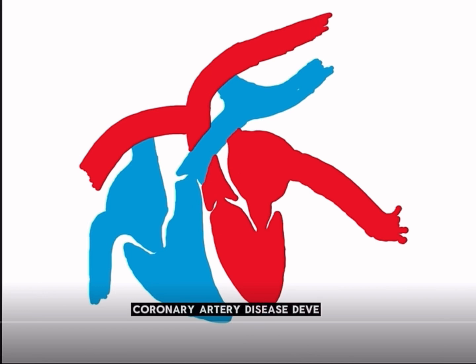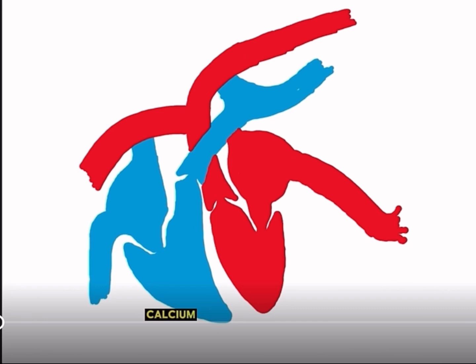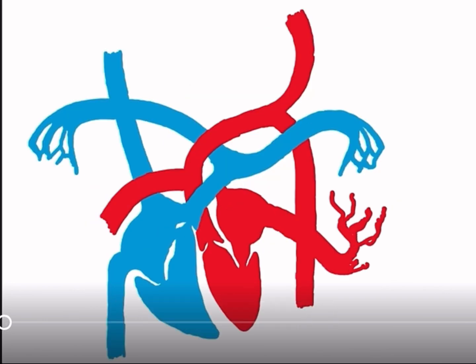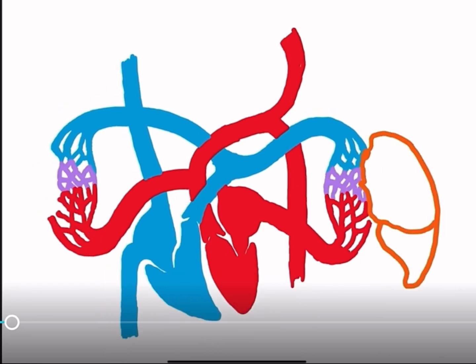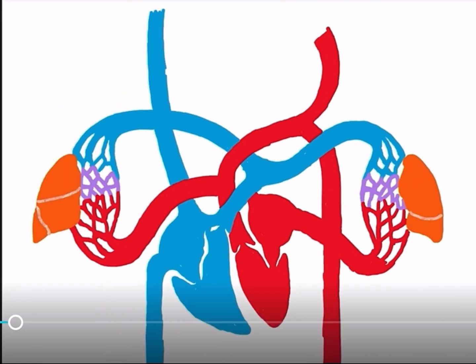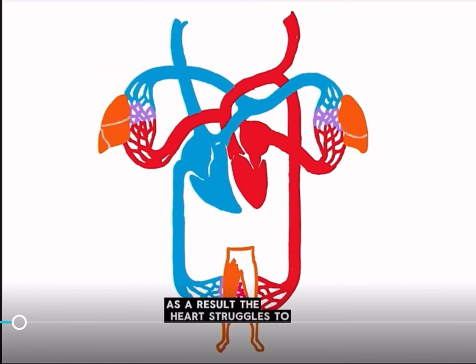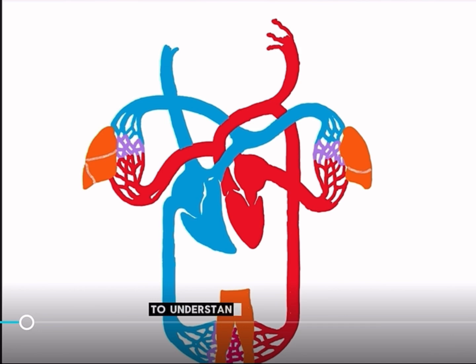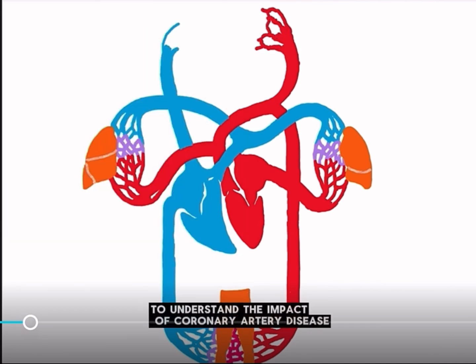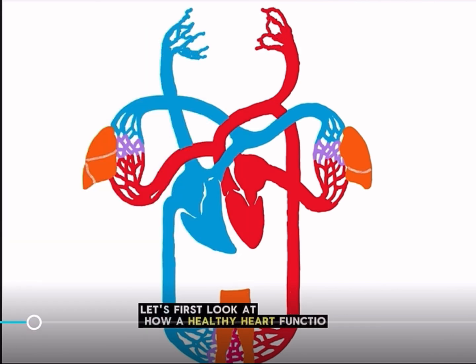Coronary artery disease develops when fatty deposits, composed of cholesterol, fats, calcium, and other substances, accumulate along the walls of the coronary arteries. Over time, this buildup causes the arteries to harden and narrow, reducing blood flow to the heart muscle. As a result, the heart struggles to get the oxygen it needs to maintain normal function. To understand the impact of coronary artery disease, let's first look at how a healthy heart functions.